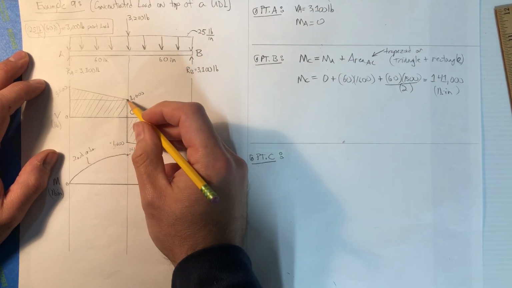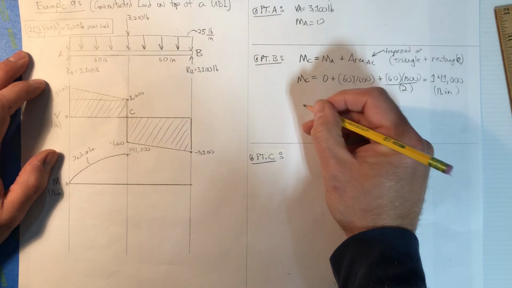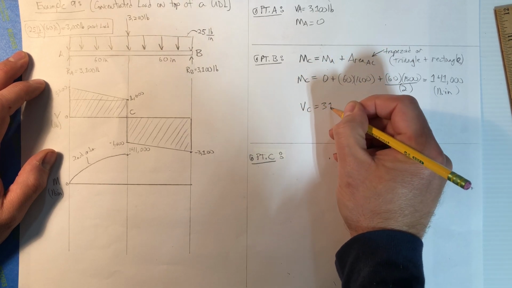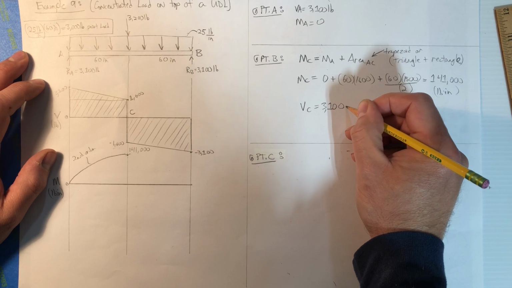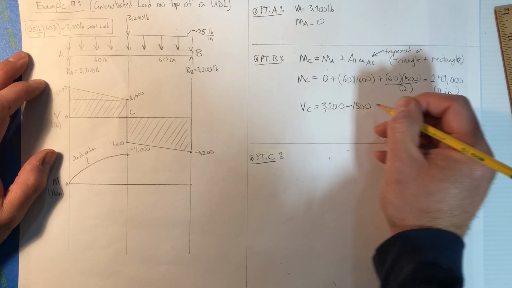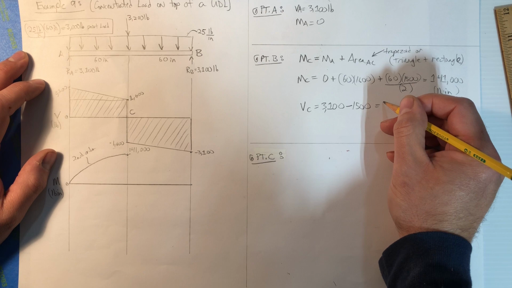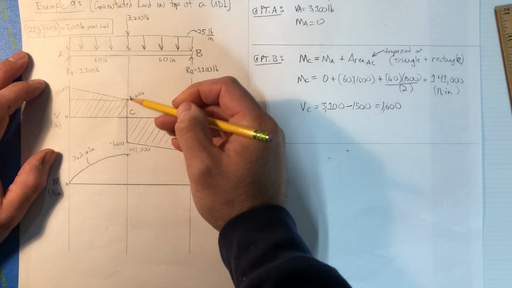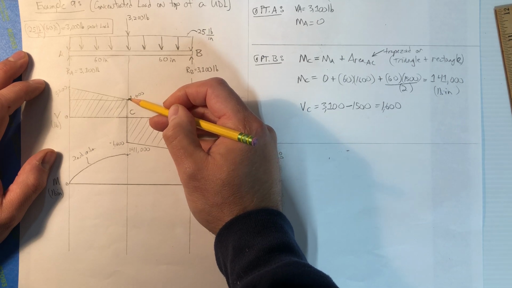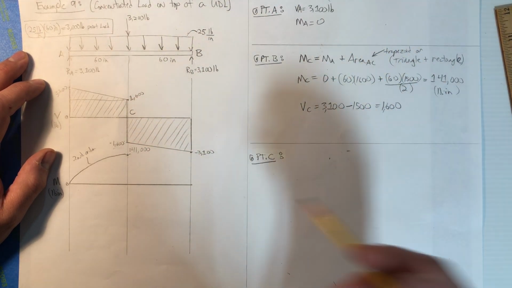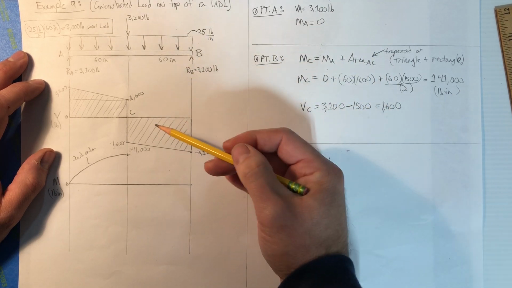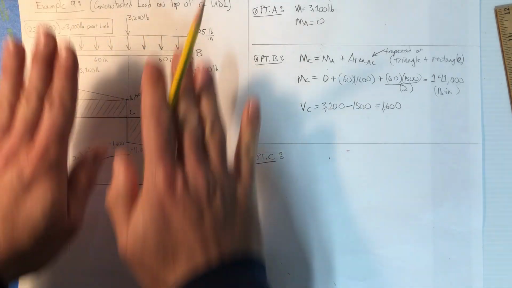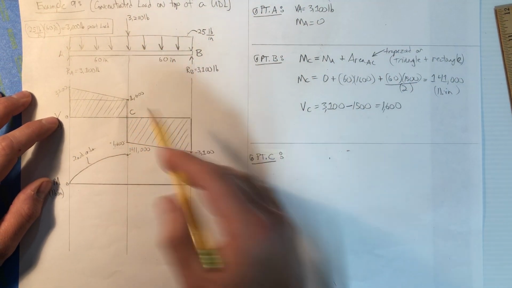Let's also get the shear at C. We already know what it is. It's going to be that and that. It's going to be both. VC is equal to 3,100 minus 1,500, and that gives me 1,600. So what's the value at C? It's really both, so the shear value at C is anywhere between 1,600 and minus 1,600. The important thing is the shear force is 1,600. Whether it's going one way or the other, it's still a value of 1,600. So that's the answer to that.